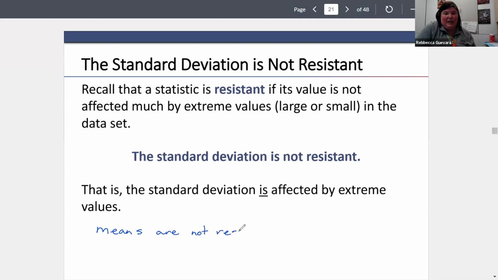So we're using a measurement that is not resistant to make another measurement, and that other measurement's not going to be resistant. Means are not resistant, so anything calculated from a mean is not going to be resistant. Once again, standard deviation is one of these things that we tend to use when we have those bell-shaped curves, because we don't have to worry about those extreme values as much.